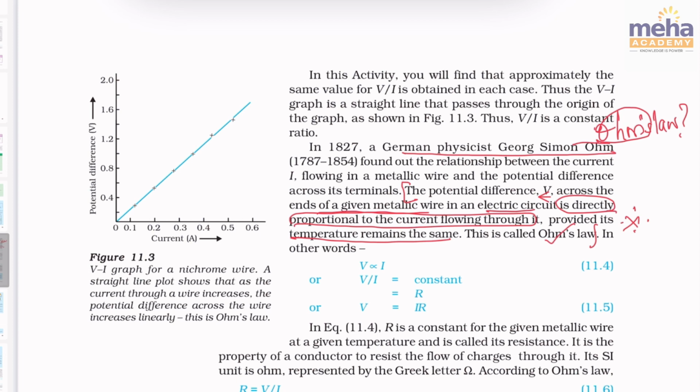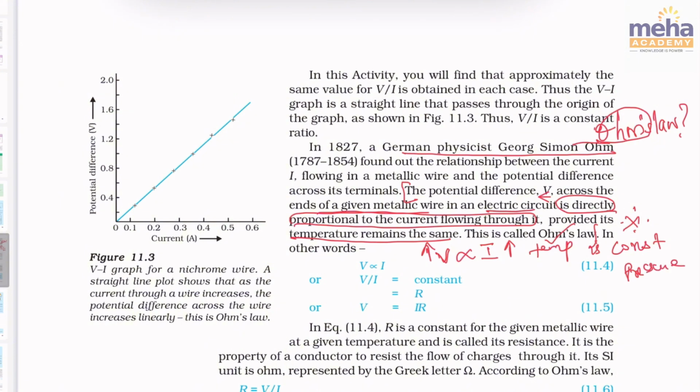So basically he said the potential difference V is proportional to I. What is the meaning? If I increases, V also increases. That is what he said, provided the temperature is constant. Not only the temperature, even the pressure should be constant.